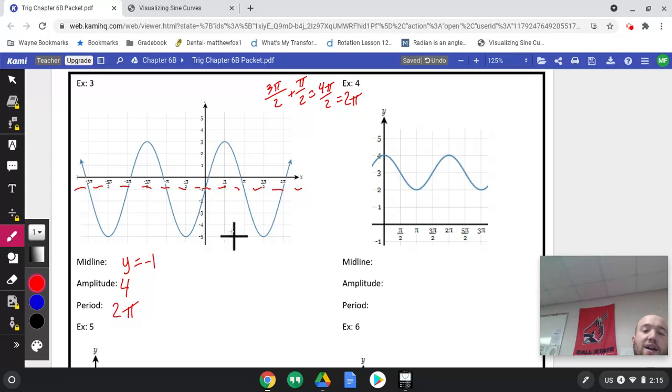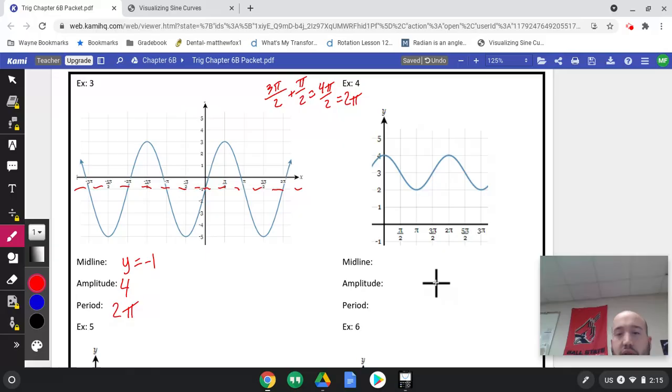So it's not like you have to go from one spot to the other. You could start here and go until it repeats itself at pi. So negative pi to pi, that's a period. The key is one cycle, okay? And it will be consistent throughout the entire wave function.